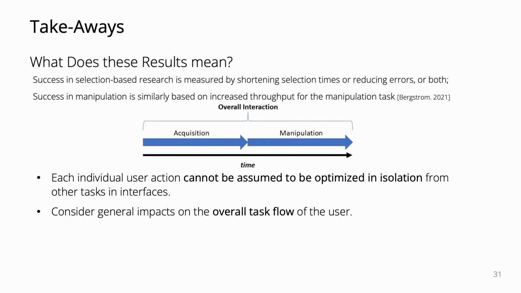The second point is that we should consider other prospective impacts for designing techniques. Specifically, when we have new interaction techniques available to us, incorporating them into realistic systems requires thinking not just about the individual action that they optimize, but also about their place within and more general impacts on the overall task flow of the user.